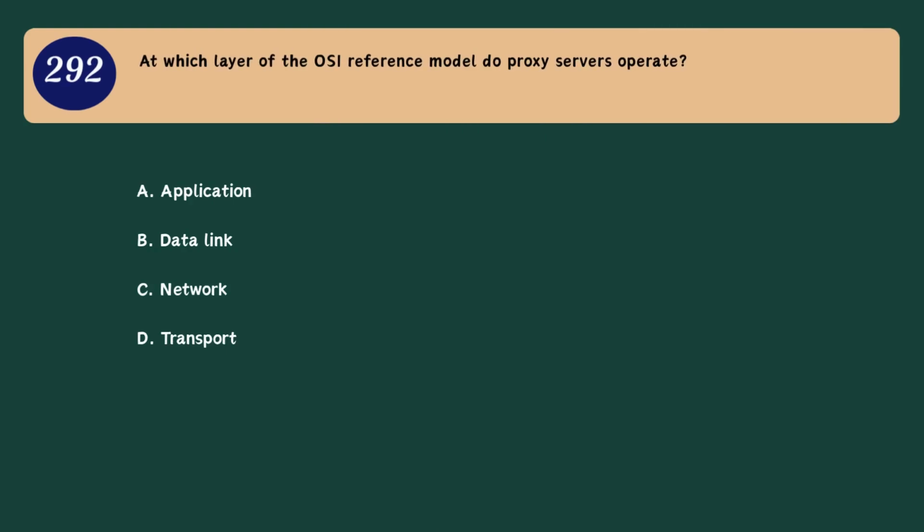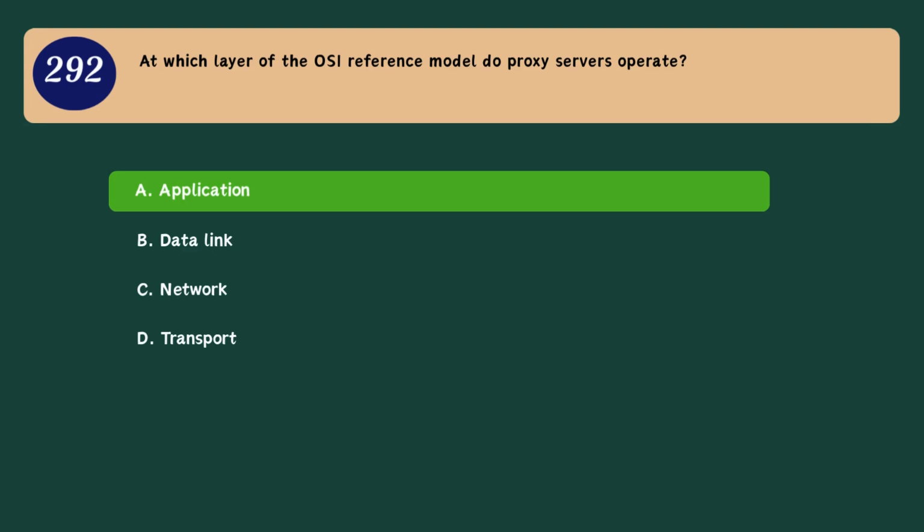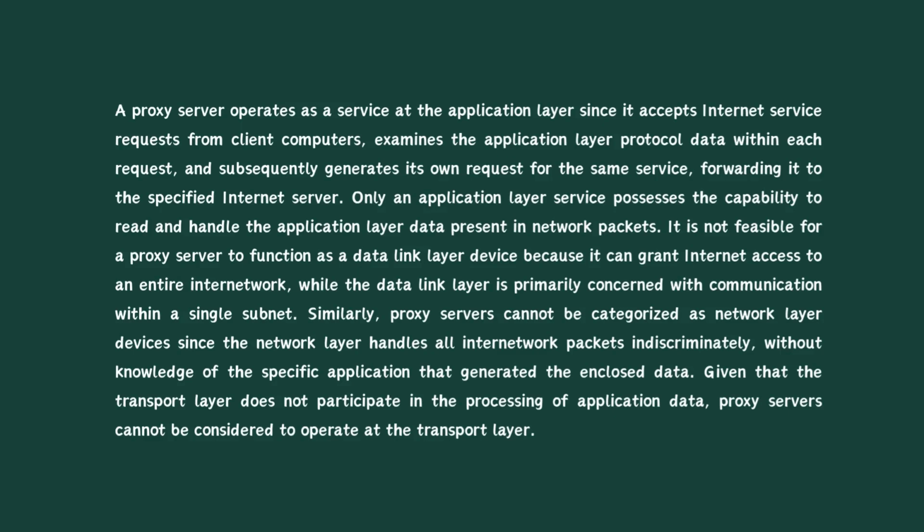Question 292. At which layer of the OSI reference model do proxy servers operate? A. Application. B. Data link. C. Network. D. Transport. Correct answer. A. Application. A proxy server operates as a service at the application layer, since it accepts Internet service requests from client computers, examines the application layer protocol data within each request, and subsequently generates its own request for the same service, forwarding it to the specified Internet server.